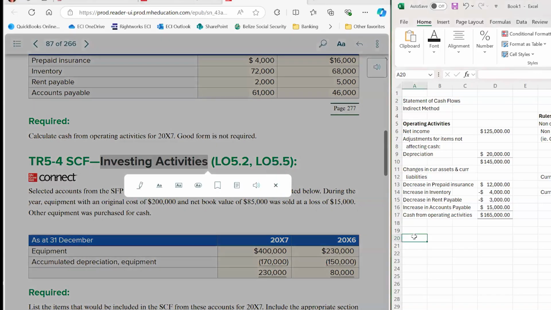So I'm just going to type this in that Excel just to remind you. So investing activities is where you put all cash from long-term assets. So again, when we did operating activities, it was current assets and current liabilities. Investing is all cash from long-term activities.